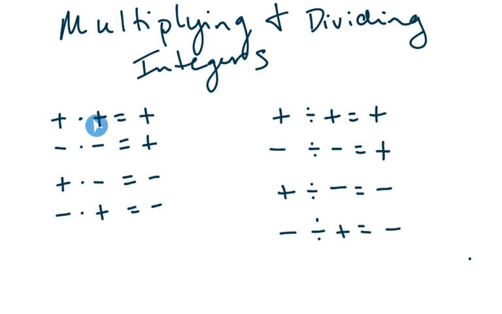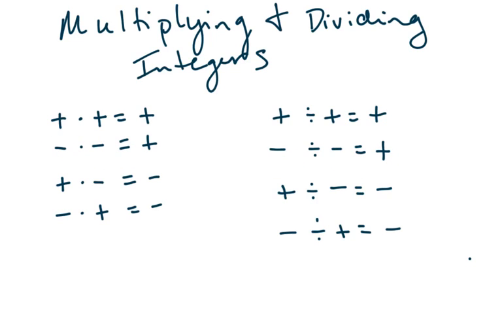A positive times a positive equals a positive. A positive divided by a positive is a positive. So it's the same whether it's multiplication or division. Now, this one's kind of weird, and I can show you why down the road, but a negative times a negative equals a positive. And a negative divided by a negative also equals a positive, because remember the rules are the same for multiplication and division.